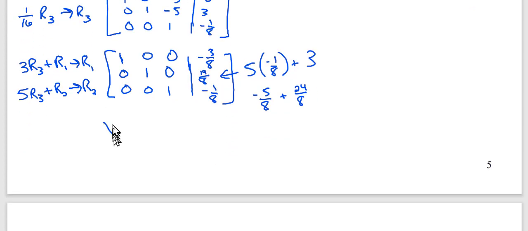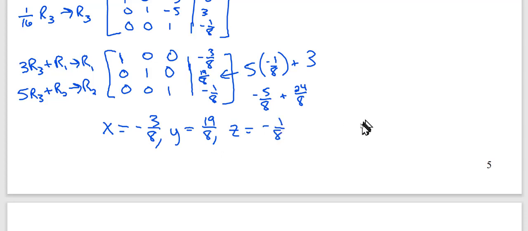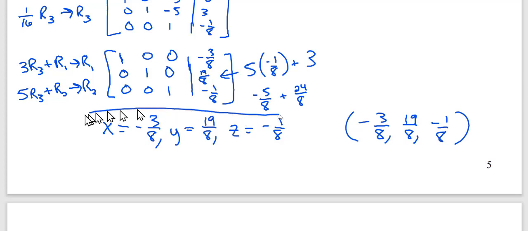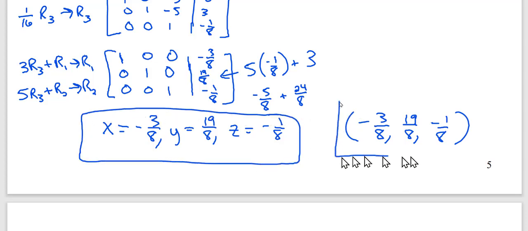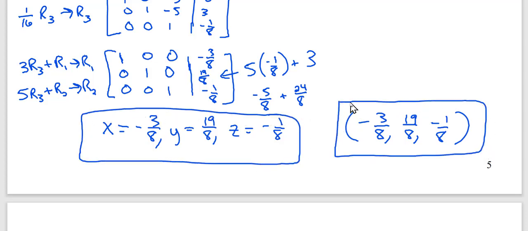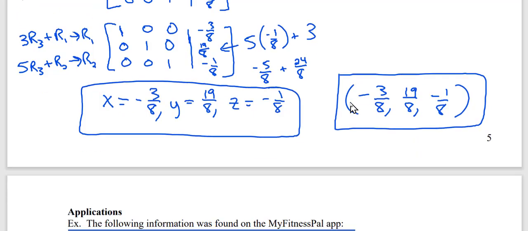And now I can read right off. X equals negative 3/8, y equals 19/8, z equals negative 1/8. Or if you prefer an ordered pair, or ordered triple in this case, you have your solution in either format. Okay, that's it.